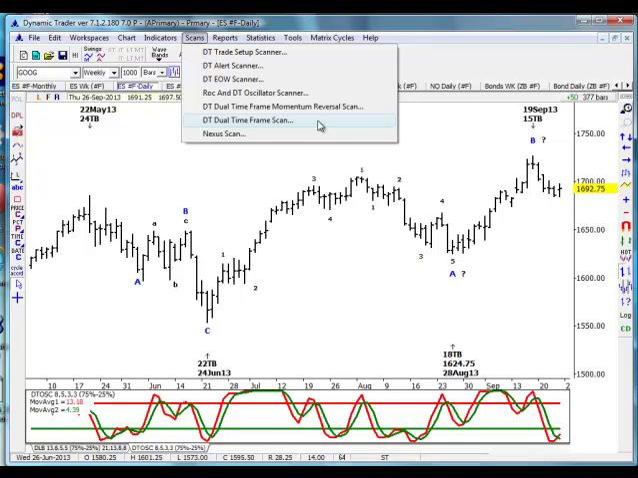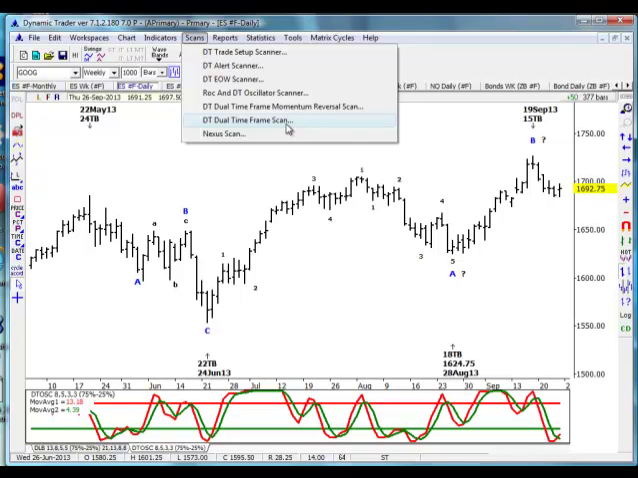So for those that are just beginning with DT in version 7, you probably won't use the ROC and DT oscillator scanner or the DT dual time frame momentum reversal scanner. The reason we're leaving those in DT7, I'm a firm believer in, once you have some major features in a program, you leave them in even if a new feature sort of takes the place of that, just because there's so many people that may be used to those older features and want to continue to use them.